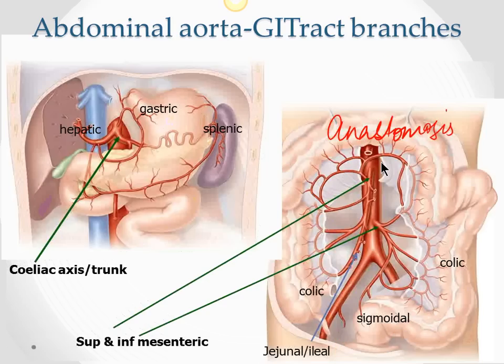And then it stops giving off branches at about a junction between the right 2/3 and the left 1/3. So left 1/3 and right 2/3, that's where the superior mesenteric artery branches stop. From there on, the branches are given off by the inferior mesenteric. So inferior mesenteric also gives off colic branches to the left 1/3 of transverse colon, the descending colon, sigmoid colon. So you can see all of these branches.